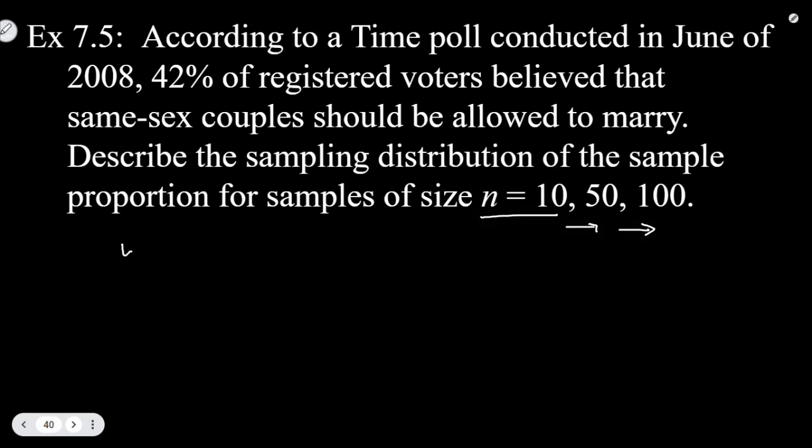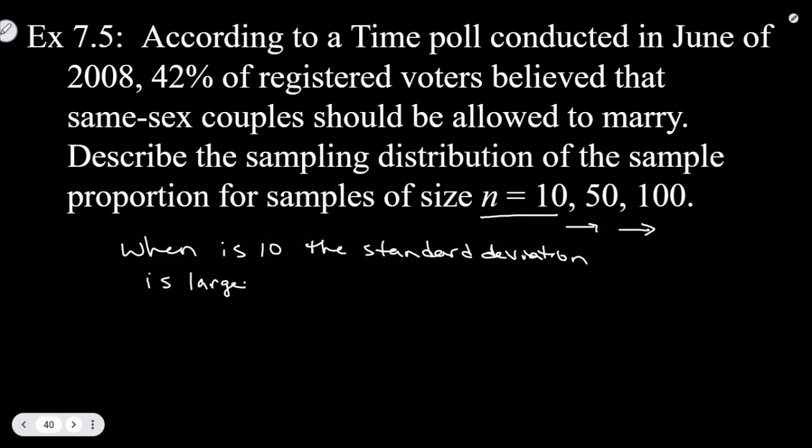So when n is 10, the standard deviation is larger. In other words, the data is more spread out than when n increases to 50 or 100. 100 would have the smallest standard deviation because it's the largest n value. 10 would have the largest standard deviation because it's the smallest n value. So that's what this question is talking about.